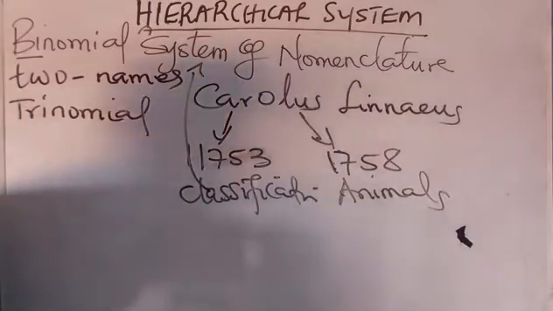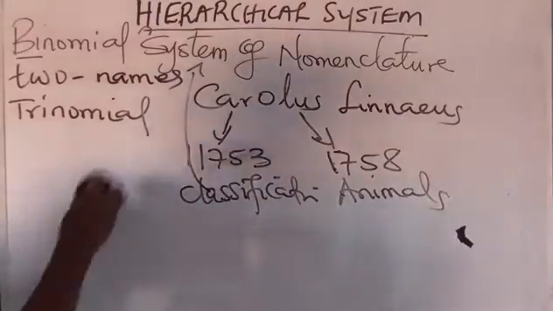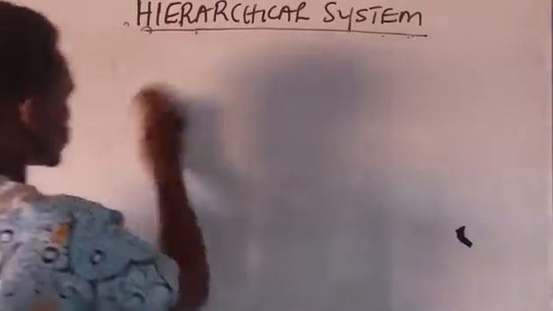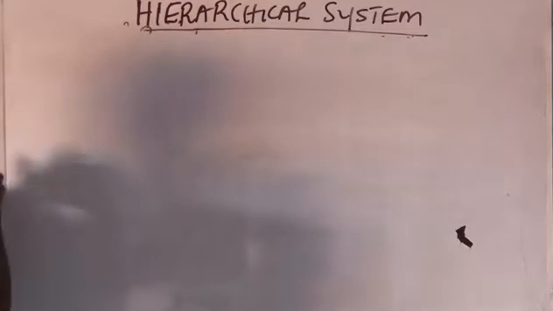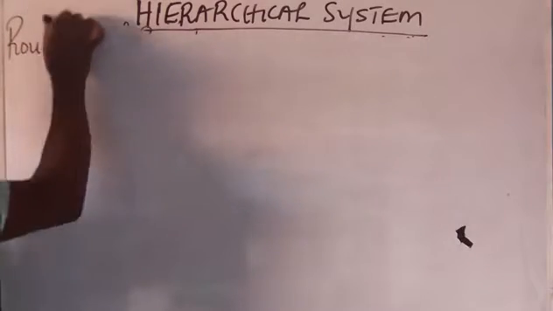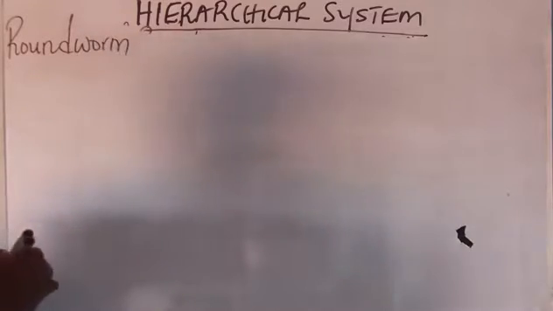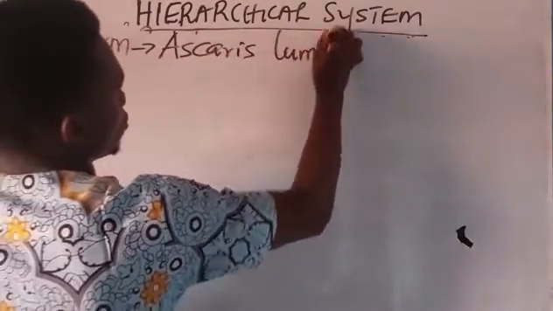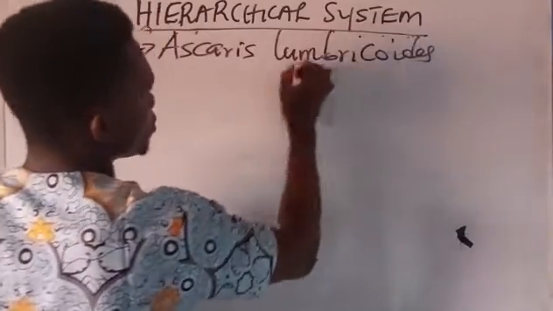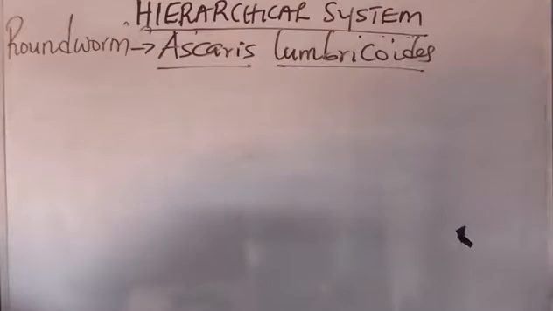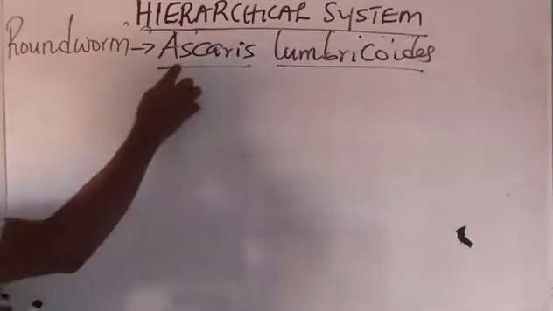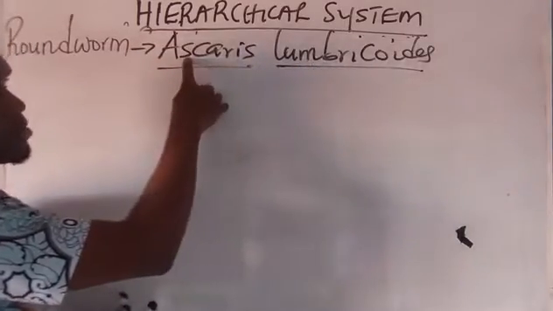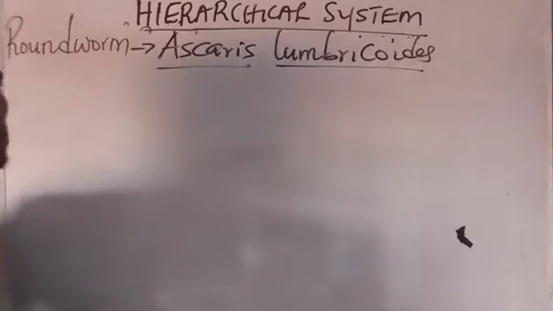Take note of that. Now, binomial nomenclature is the systematic way of giving two names to an organism. For example, the roundworm is called Ascaris lubricoides, and you must underline separately, not together, please. Ascaris is the general name, and lubricoides is the specific name.